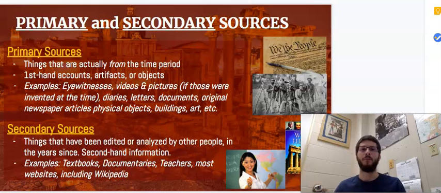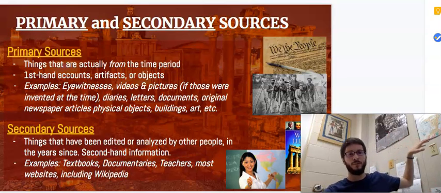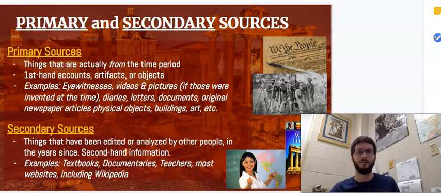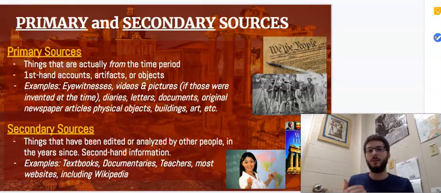A primary source is any sort of information that comes directly from the time period that we're studying. Okay, it is a first-hand account, right? A story, a handwritten document, an artifact, an object, something that was actually from the time period that we're taking a look at, right? It could be diaries, it could be letters, it could be documents, it could be a newspaper from the time period, and even things that don't contain words and text can tell us a lot about the past.